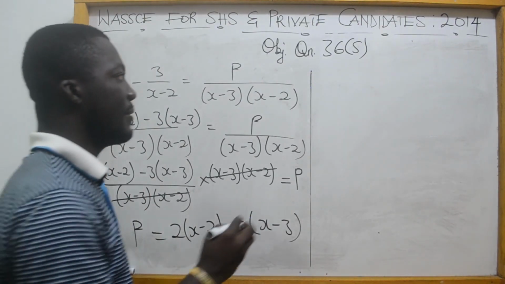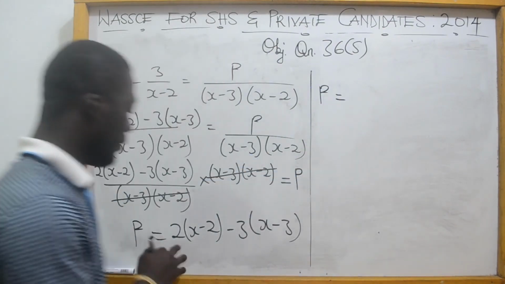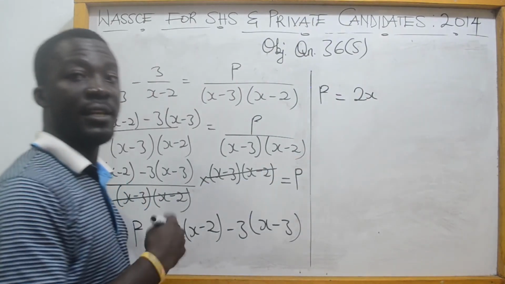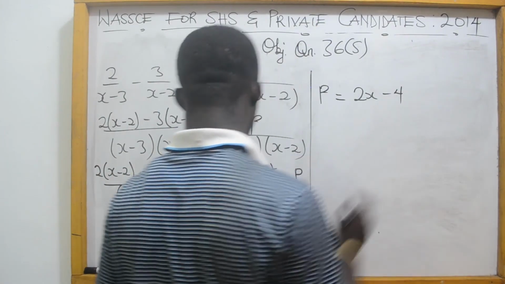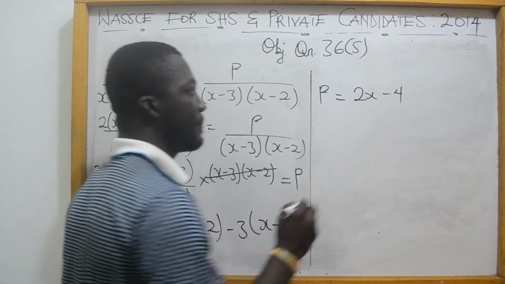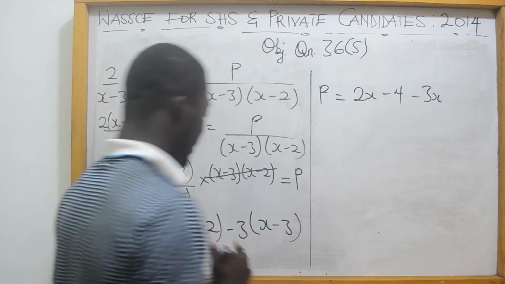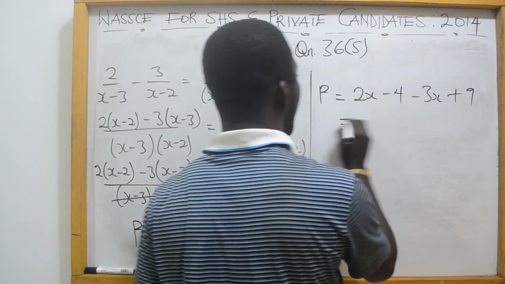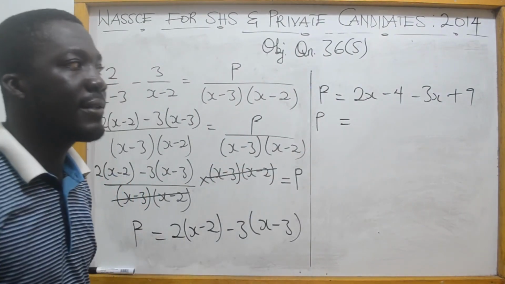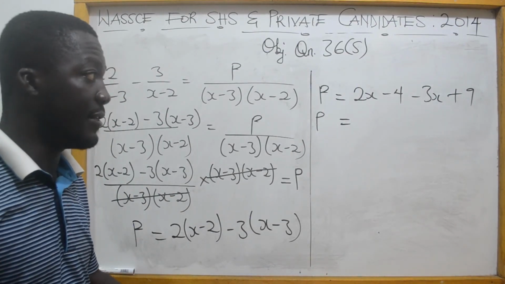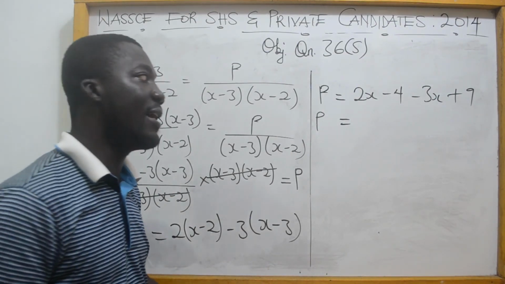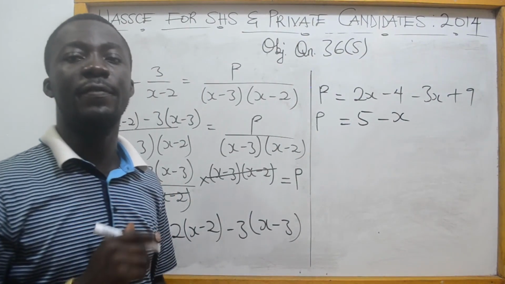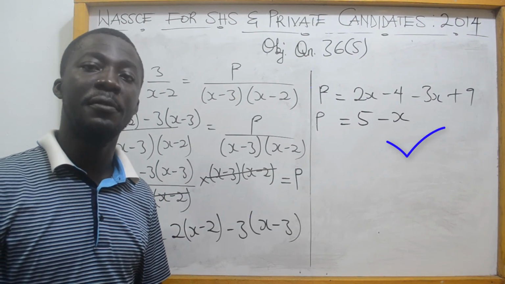Then we expand. 2 times x is 2x. Then 2 times negative 2 is negative 4. Negative 3 times x, negative 3x. Then negative 3 times negative 3 is plus 9. Then 2x minus 3x will give us negative x, and negative 4 plus 9 is 5. So we'll get 5 minus x as the value or the expression for p.